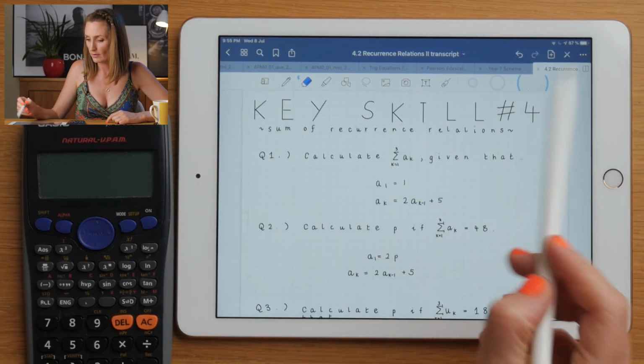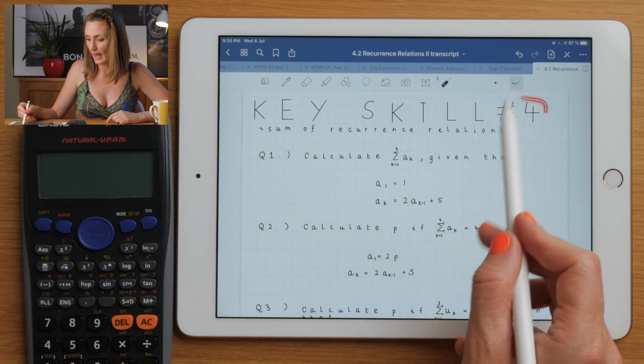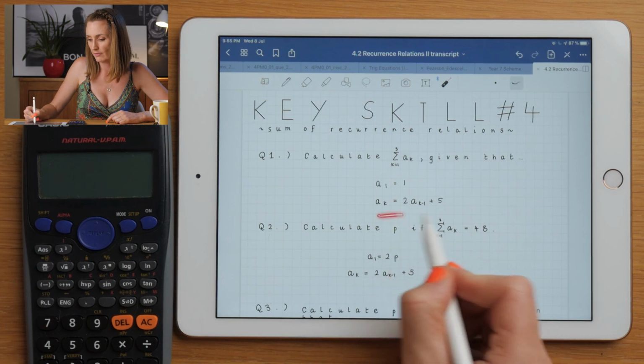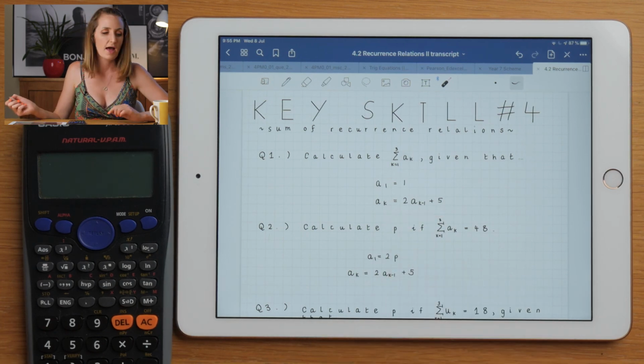Okay, hang around. We're going to be looking at key skill 4, how to calculate summations when you've been given a recurrence relationship.